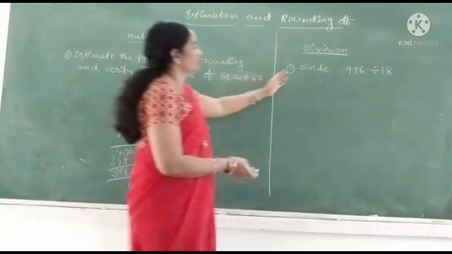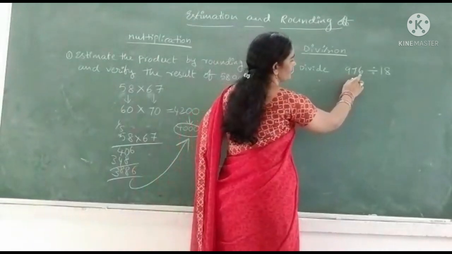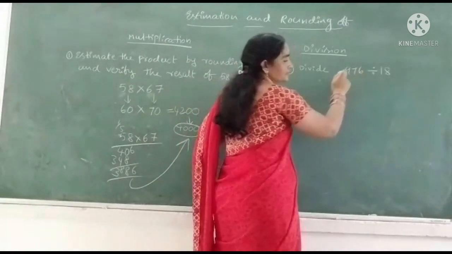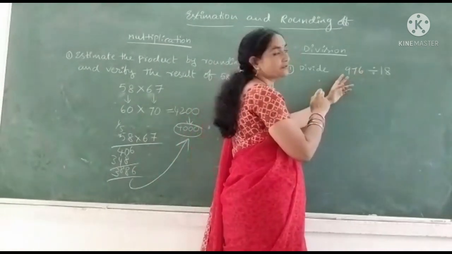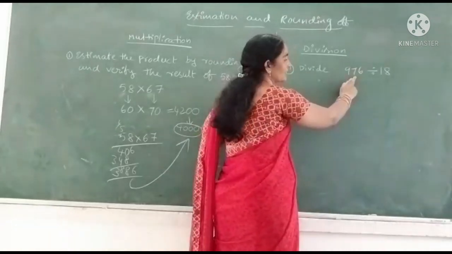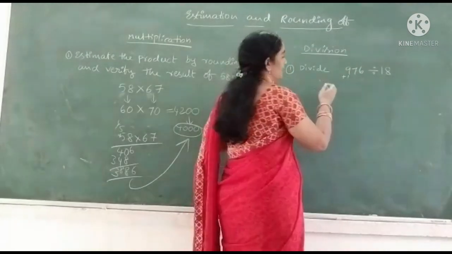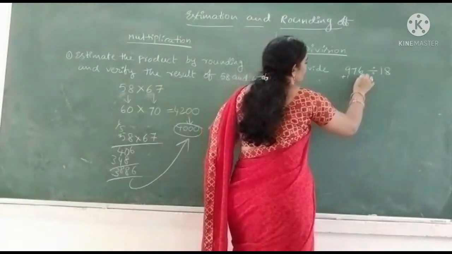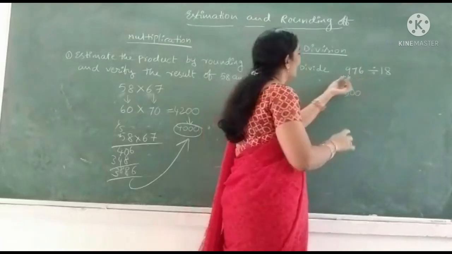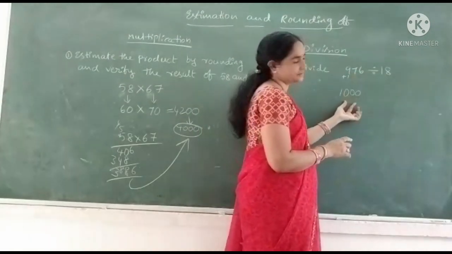Now we see division. Division 976 by 18. 976 is a 3-digit number. We round off this number to hundreds. So we take 7. 7 is greater than 5. So we add plus 1 to hundreds. So 0, 0 and 10. 1000. So 976 is rounded off to thousands.